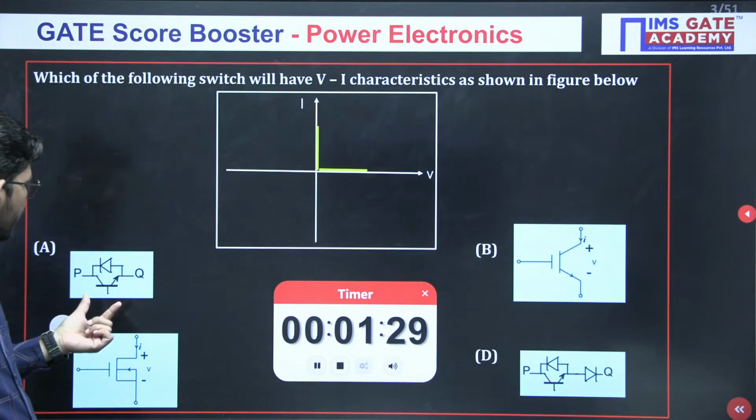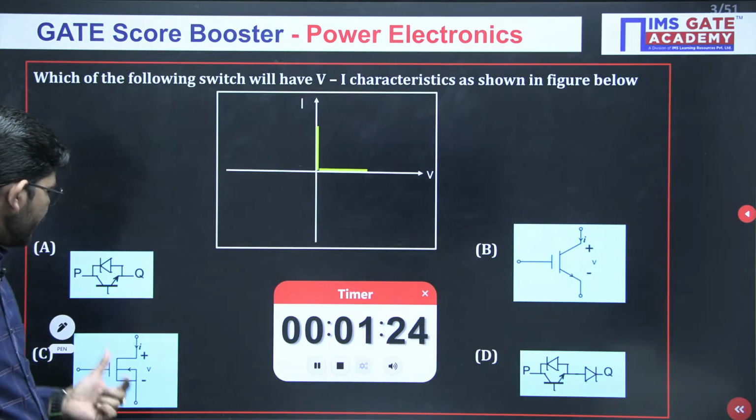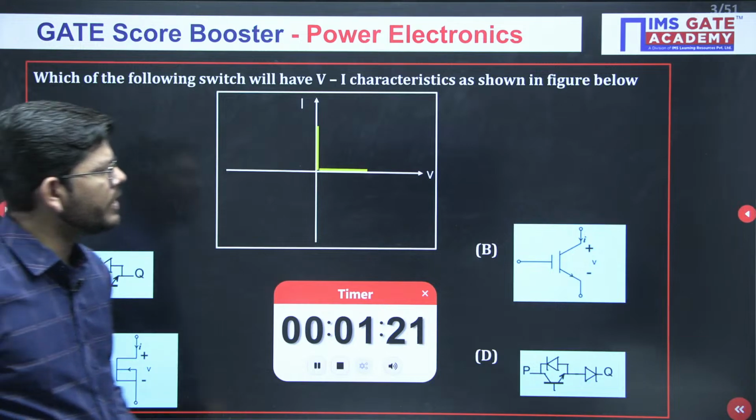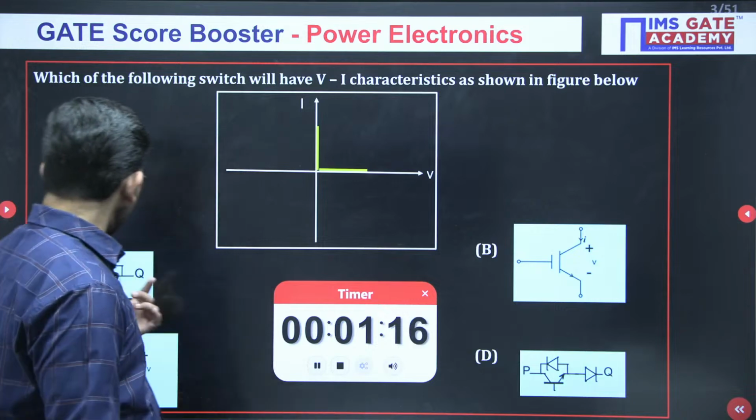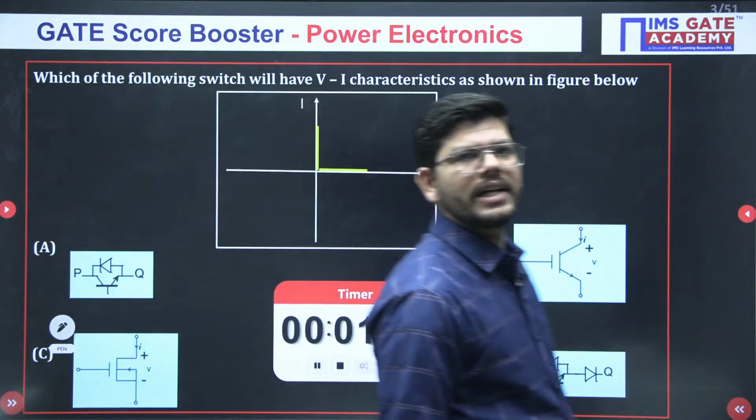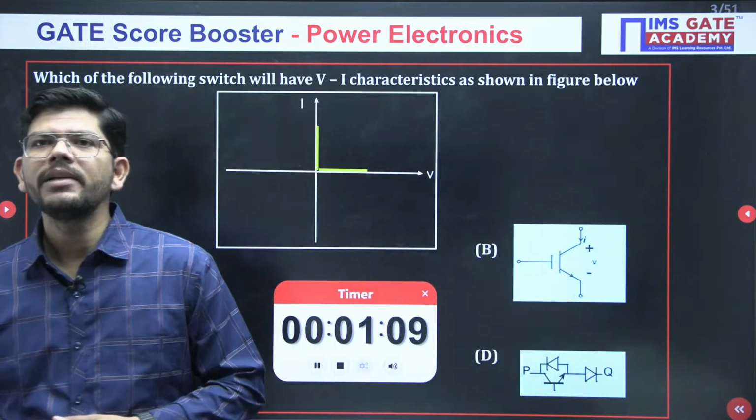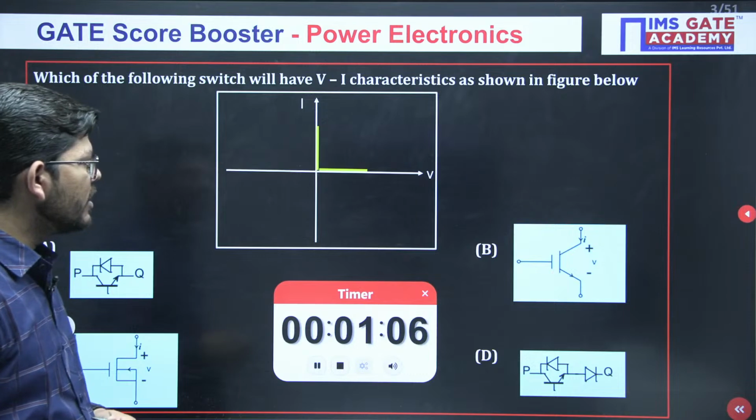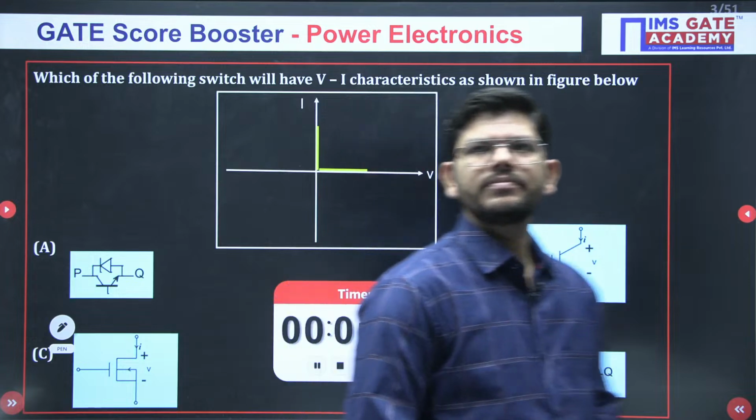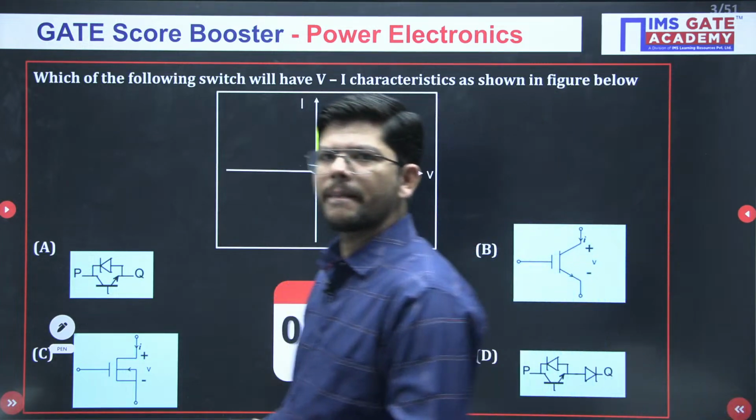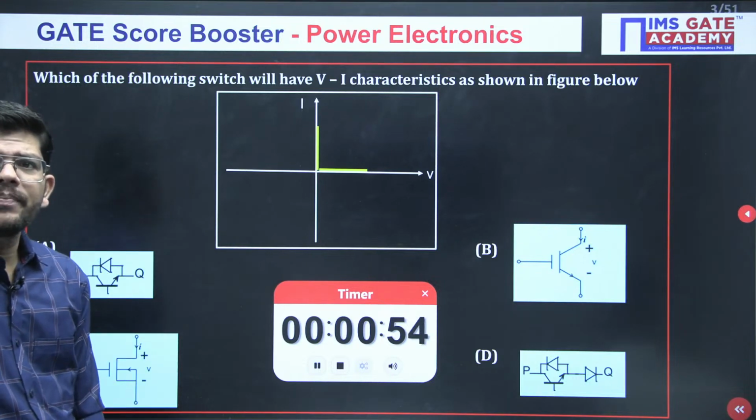In option number A, we have BJT, in which we are having a parallel diode connected to it. In option number C, we are having MOSFET. Option number B is IGBT, and option number D is having option number A plus a diode connected in series as well. Okay. So the answers that I am getting from Nilmesh are B and D. This and this. Divya is saying B. What about others? Take your time.